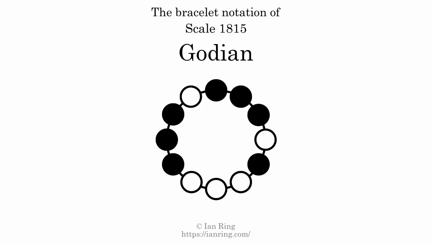This is a bracelet notation diagram of scale 1815. The shaded circles represent tones that appear in the scale, and they are read clockwise, starting at the top.